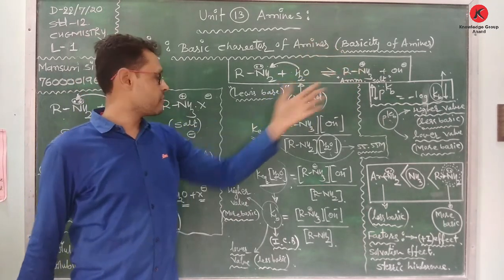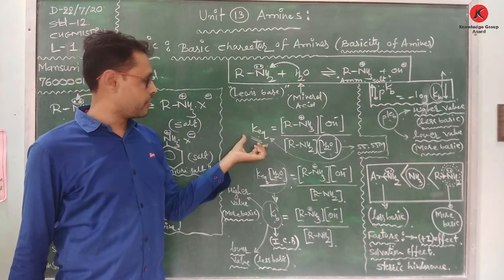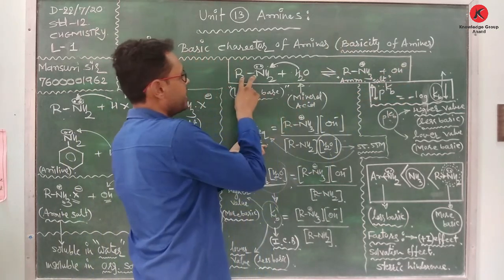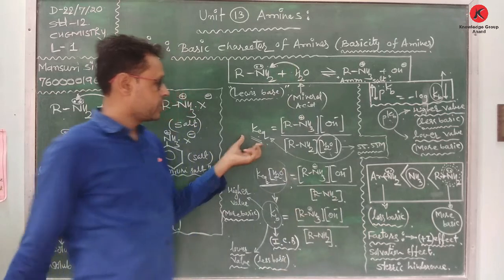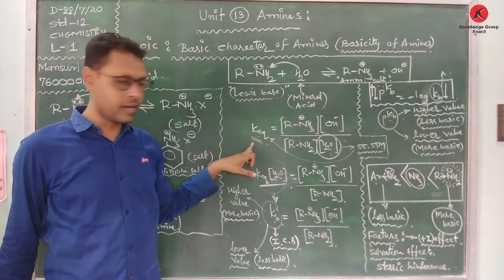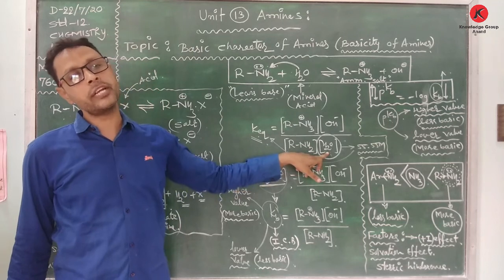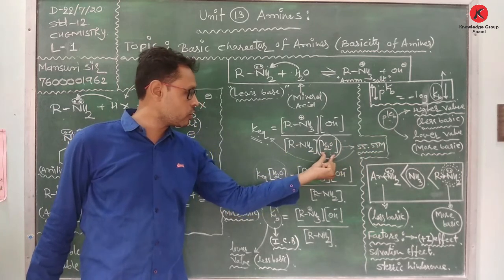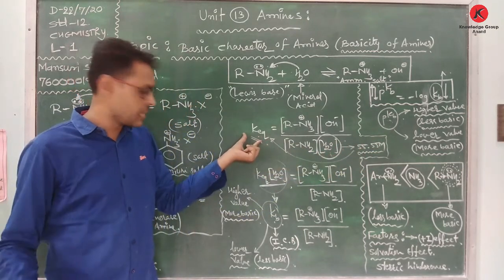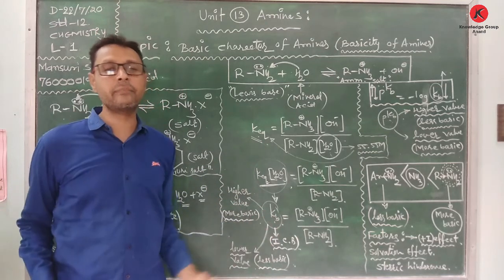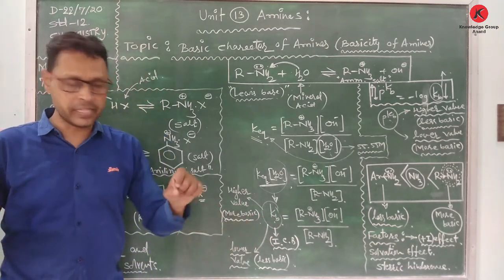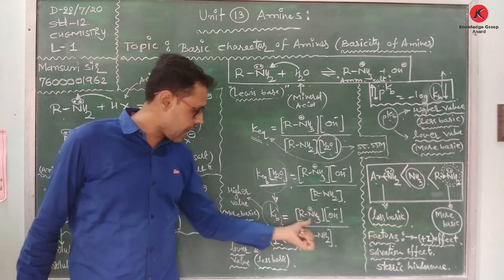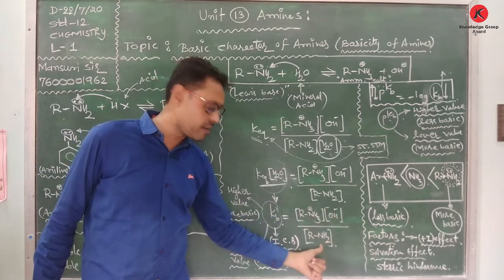In this reaction we can obtain the equilibrium constant. The equilibrium constant will have RNH3+ and OH minus on the upper side, and RNH2 and water on the lower side. But you know very well that the concentration of water is 55.55, a constant value. This constant combines with the other constant to make a new constant, Kb. So Kb is nothing but the ionization constant of the base. Kb is RNH3+ into OH minus upon RNH2.